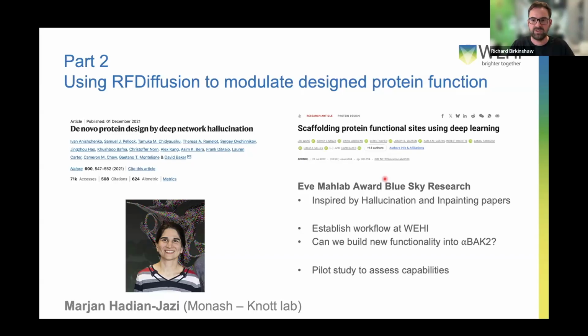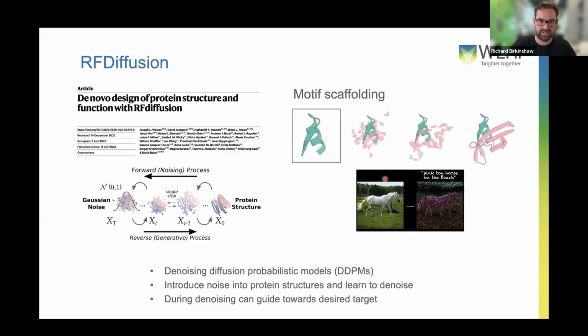The project was twofold. Can we establish these methods at WEHI? And then we came up with this pilot study of modifying anti-BAC2, building in new functionality, which I'll go into in a bit more detail. Now, by the time we got the money together and got everything established, hallucination and inpainting got superseded by RFdiffusion that did a better job of both.